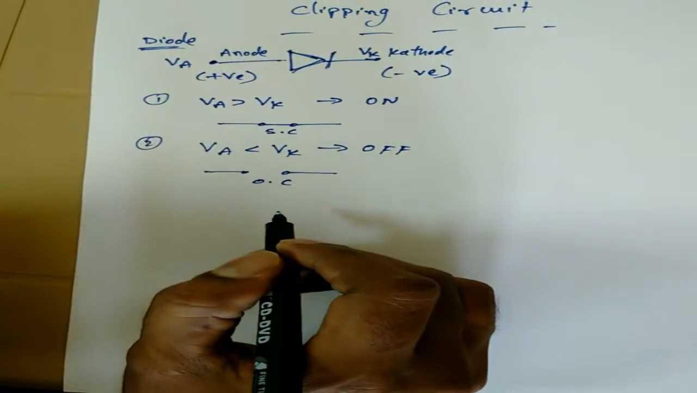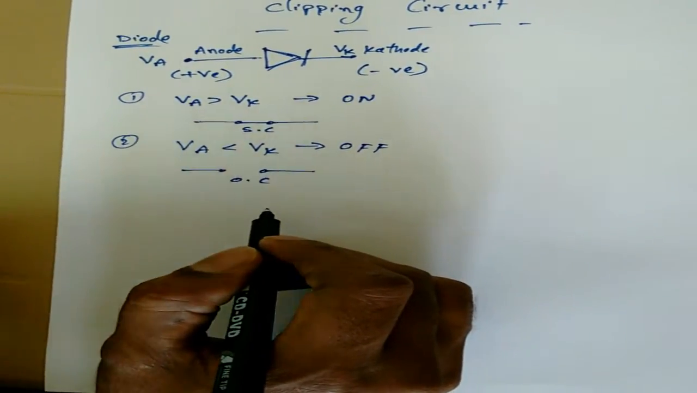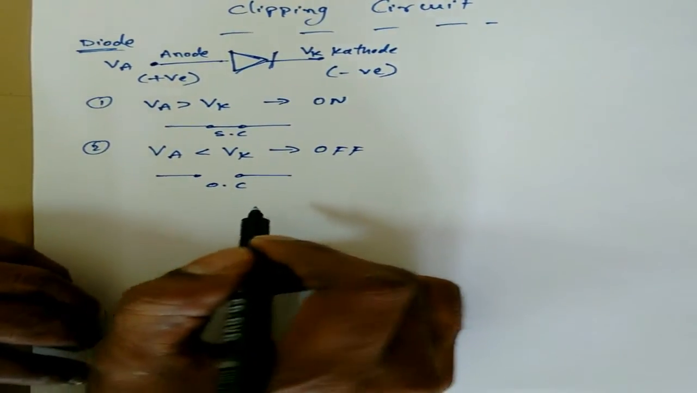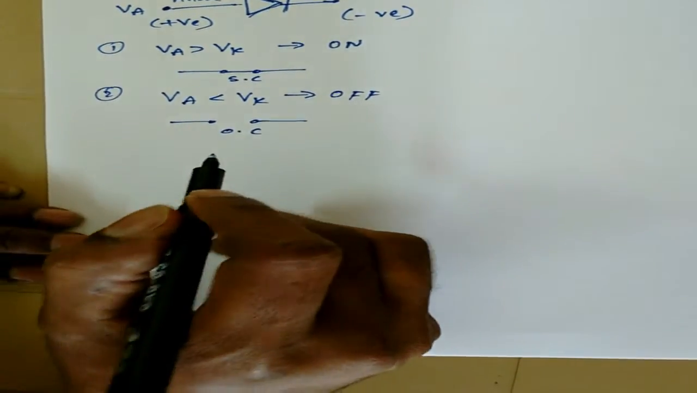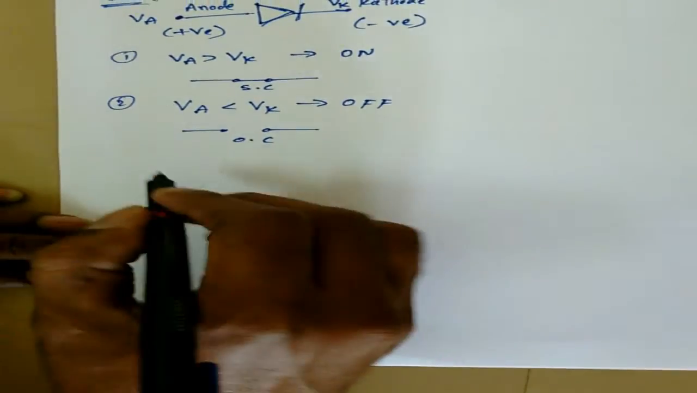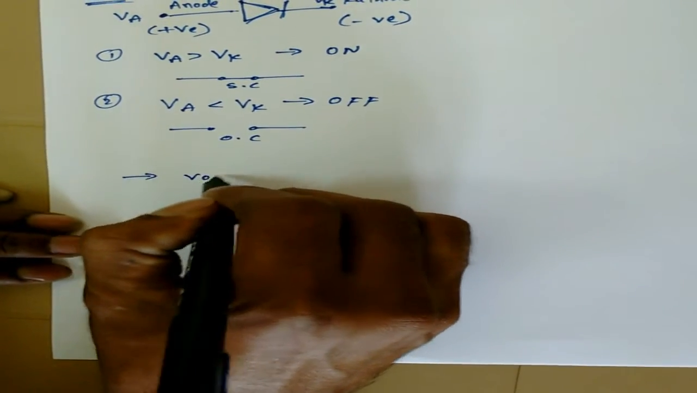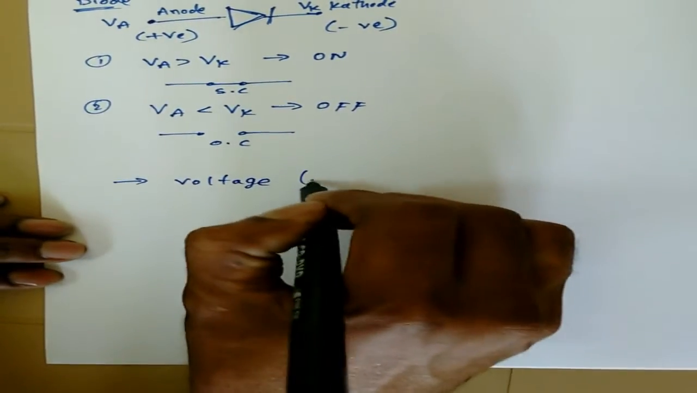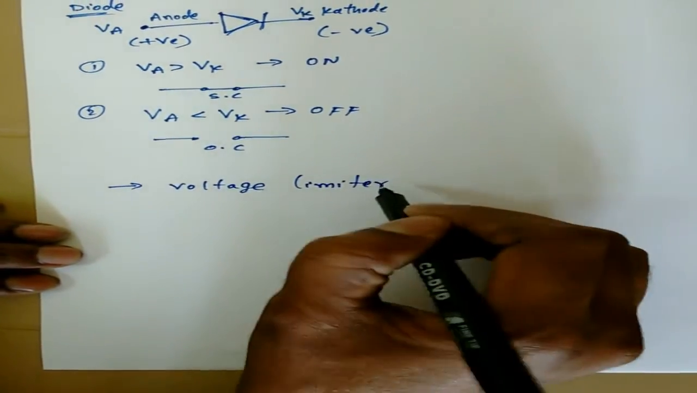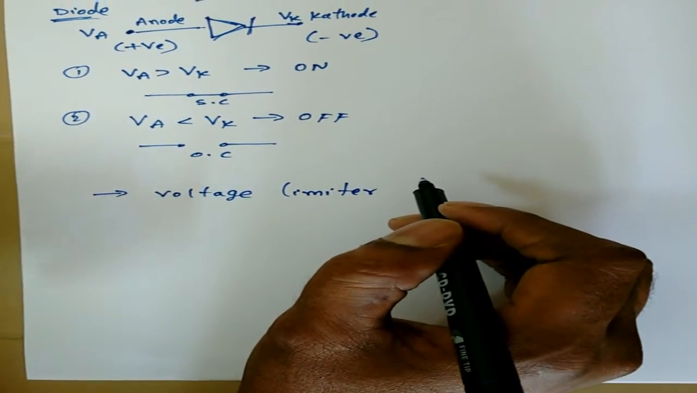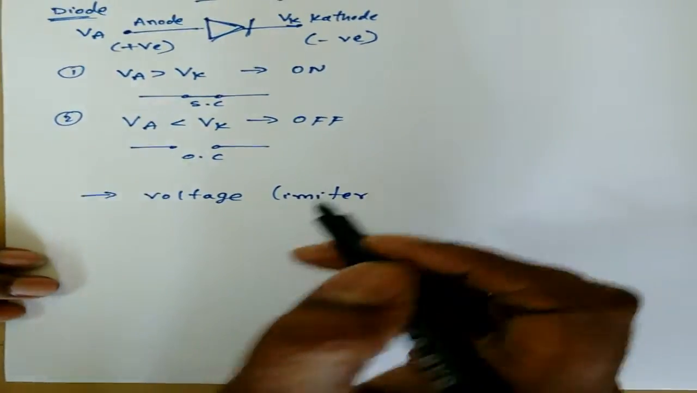If you know these two conditions, you can build any clipping circuit or clamping circuit that we will see in the following videos. So now, what is a clipping circuit? The other name for a clipping circuit is voltage limiter circuit. That is, it will limit some portion of the input signal or the whole portion of the input signal.